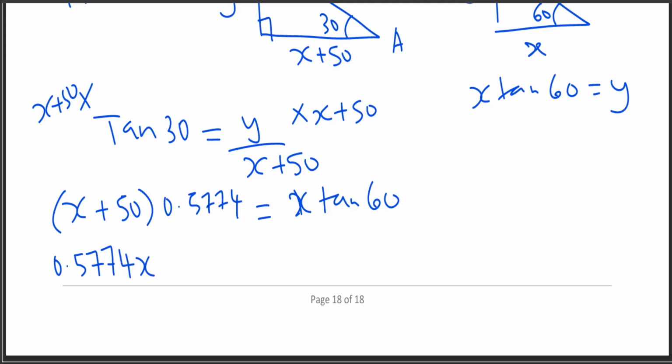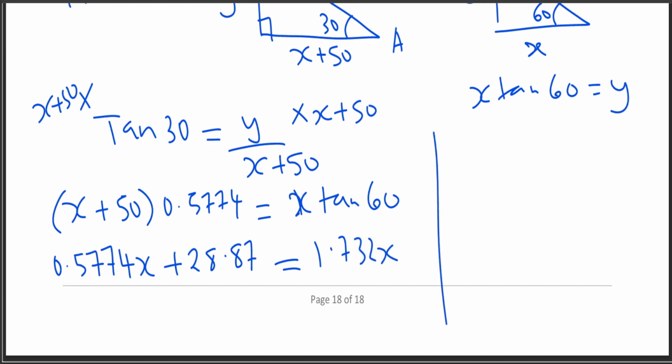Now 0.5774 times 50 is going to be 28.87, is equal to x times tan 60. Tan 60 ni 1.732. So itakuwa 1.732x. So now let's collect like terms. Like terms hii itaenda the other side.